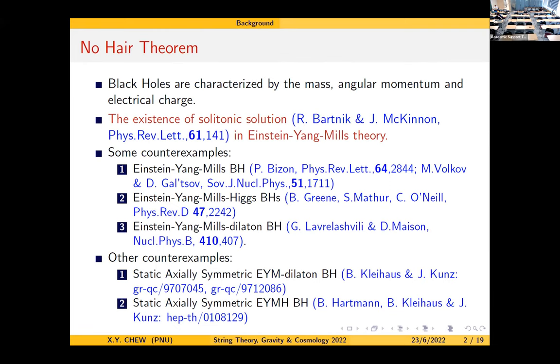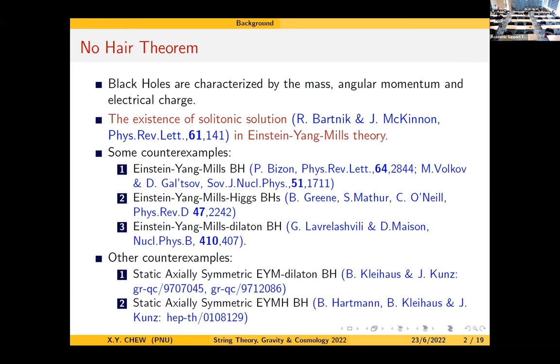Later, this no-hair theorem was challenged by the existence of the solitonic solution, which was discovered by Bartnik and McKinnon in the 90s in the Einstein-Yang-Mills theory, because this has opened the construction of the hairy black holes. And especially the construction of the non-abelian SU(2) black holes are the counterexample for the no-hair theorem. It means the no-hair theorem will not be obeyed anymore.